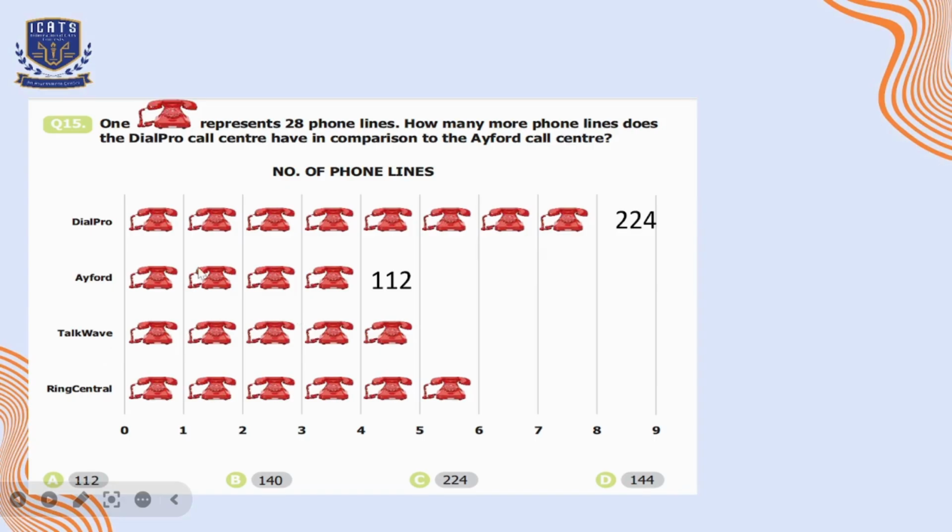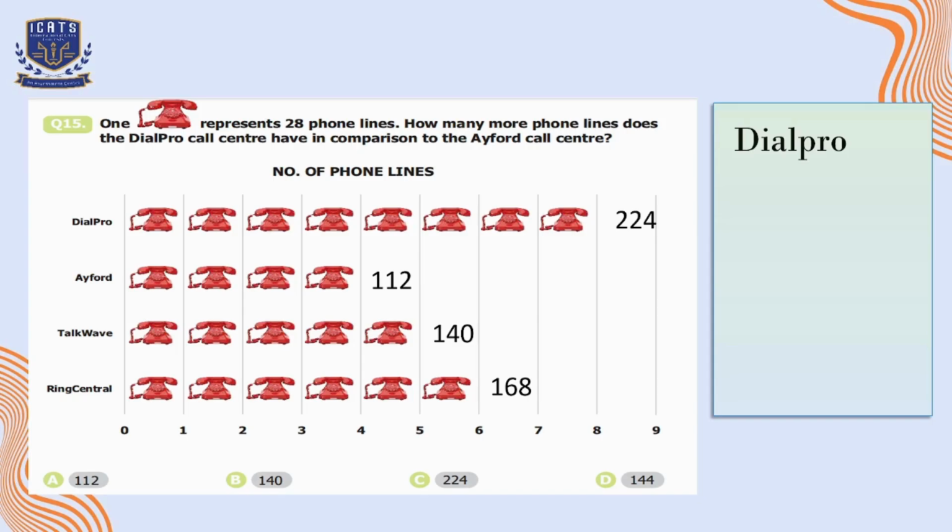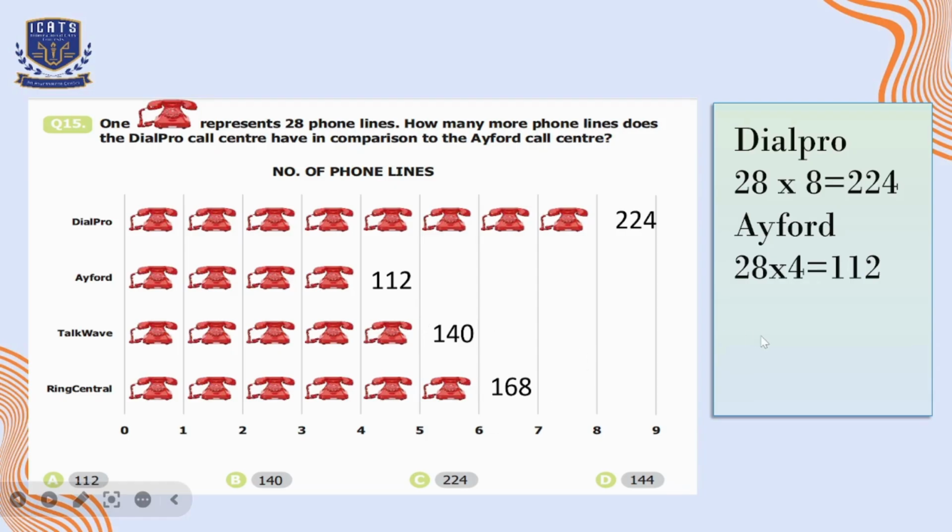Then similarly, if we multiply 28 by 5, the answer is 140. So at the end, 168 phone lines were there for Ring Central. So we have to do the comparison between Dial Pro and A4. So for Dial Pro, there are 224 phone lines, and for A4, there are 112 phone lines. If we subtract the values, the answer is 112. So there are 112 more phone lines in the Dial Pro call center as compared to A4 call center. So option A is the correct option here.